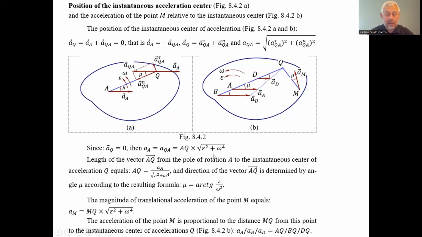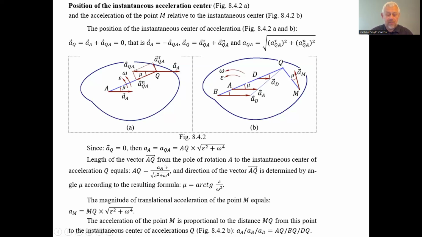Then, if we consider this equation, the length of vector AQ, the arm from the pole A. It could be not a pole, but just a point, but we assume that it is a pole. If we consider the total acceleration of the point Q, suspected to be the instantaneous center of the acceleration, then you can say A is a pole of the rotation. The vector from the pole A to the instantaneous center of acceleration equals this ratio.